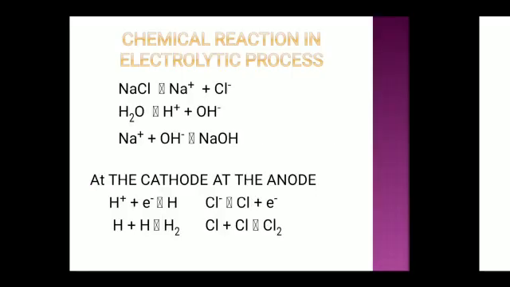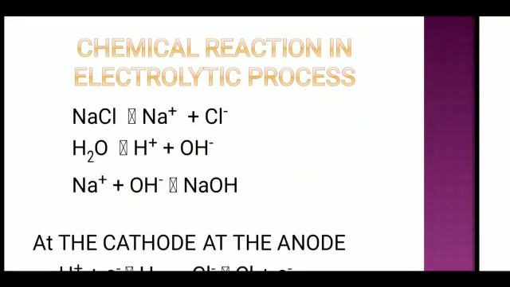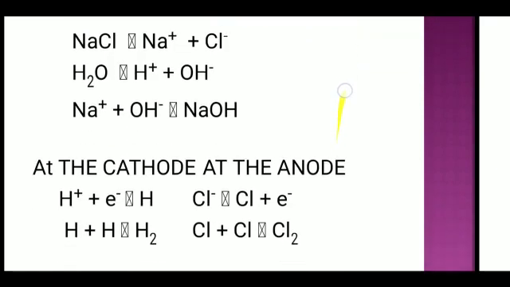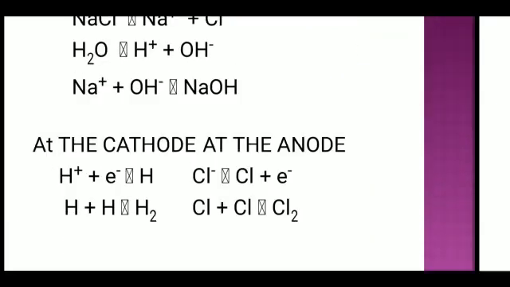Now the chemical reaction in the electrolytic process. We already discussed that when the solution of brine is electrolyzed, Na plus and Cl minus ions are formed. First NaCl gives us Na plus and Cl minus ions, and we get OH minus from water. The water is ionized as H plus and OH minus ions. Now we have Na plus ion and OH minus ion, H plus ion and Cl minus ion. Then we move to the cathode.